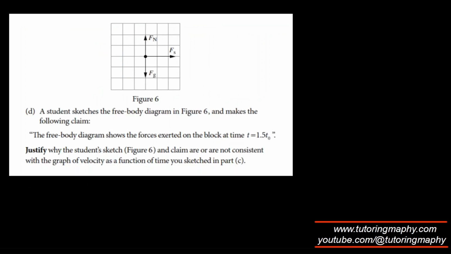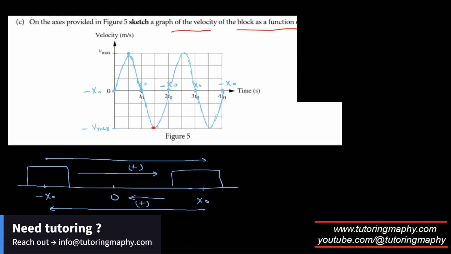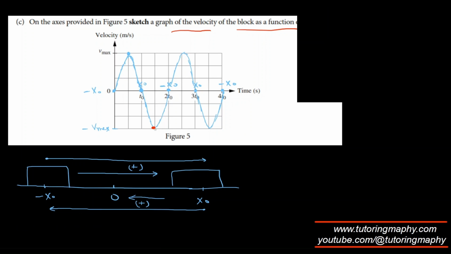All right, I think we do have one more part. A student sketches the free body diagram in figure 6 and makes the following claim: the free body diagram shows the force exerted on the block at t equal to 1.5. They are asking us to justify why this is not consistent with the graph of velocity as a function of time. Because the velocity at 1.5 is giving me minus V max, right? And I can see that the slope of the velocity time curve gives the acceleration.